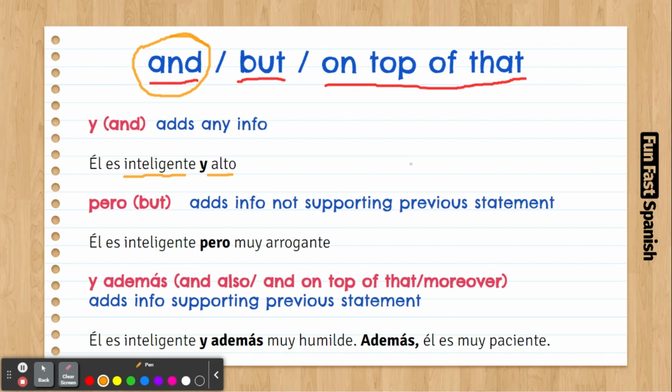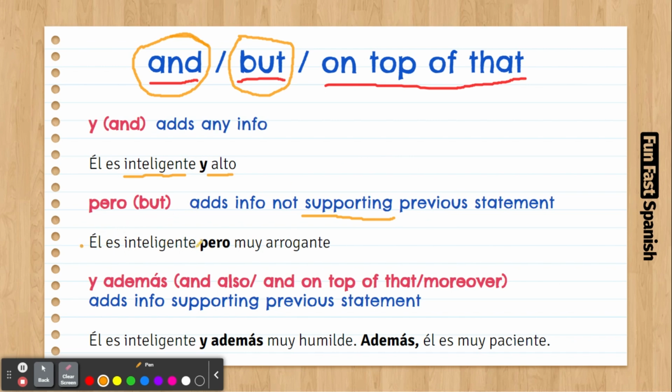It doesn't matter, whatever. But the word but is very similar because it also adds information, but it's not supporting the previous statement. So let's have a look at this example.